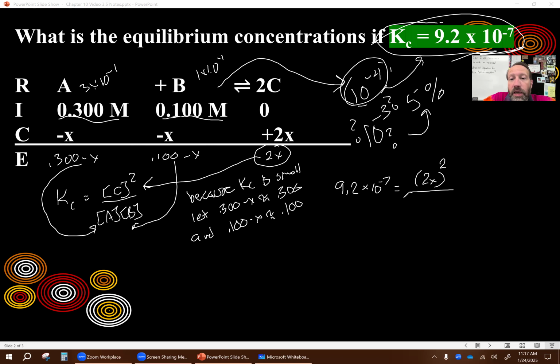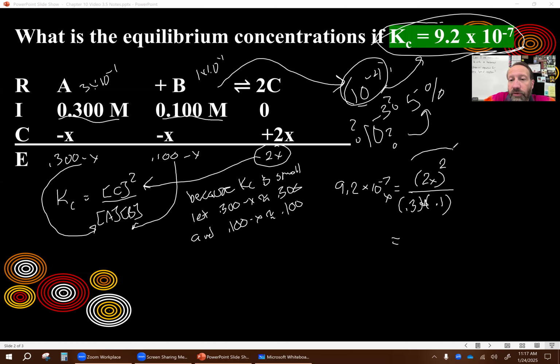Anyway, here's my new numbers here. 0.3, I'm losing the sig digs, I know, but I'll be sure I put them back at the end. 0.1. Look at how much simpler this math is going to be. I'm going to multiply those. I'm going to multiply all of that. What do I have left on this side?